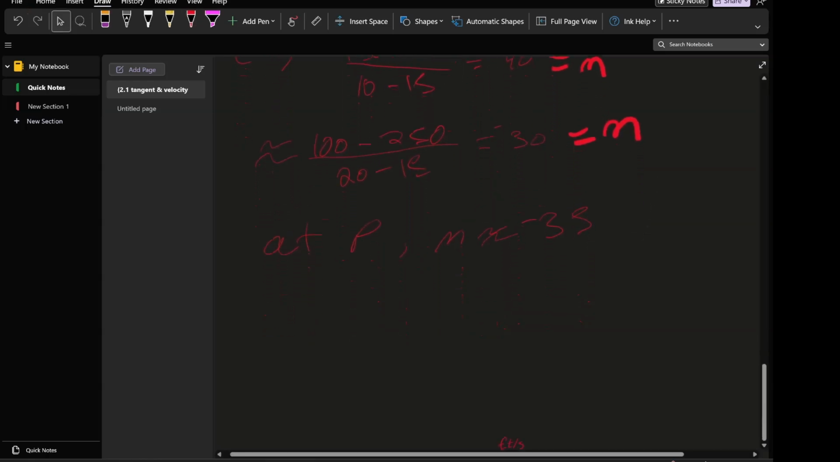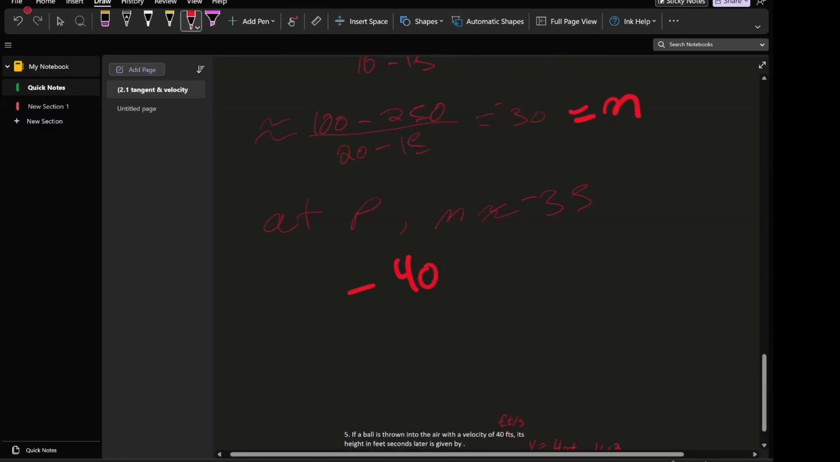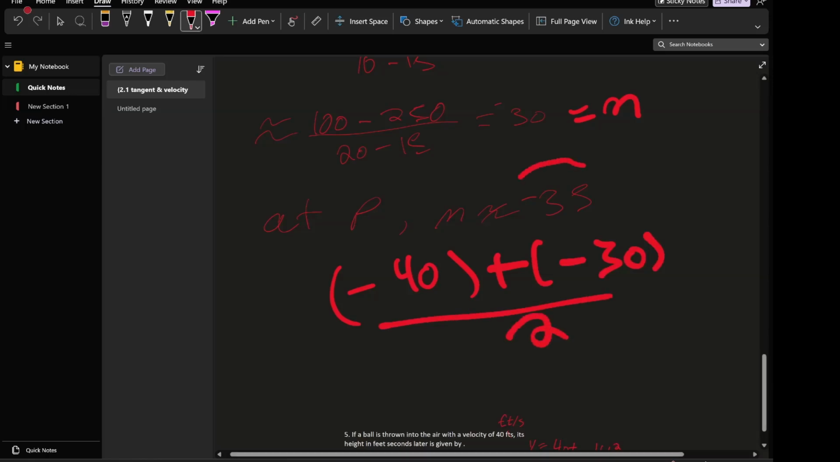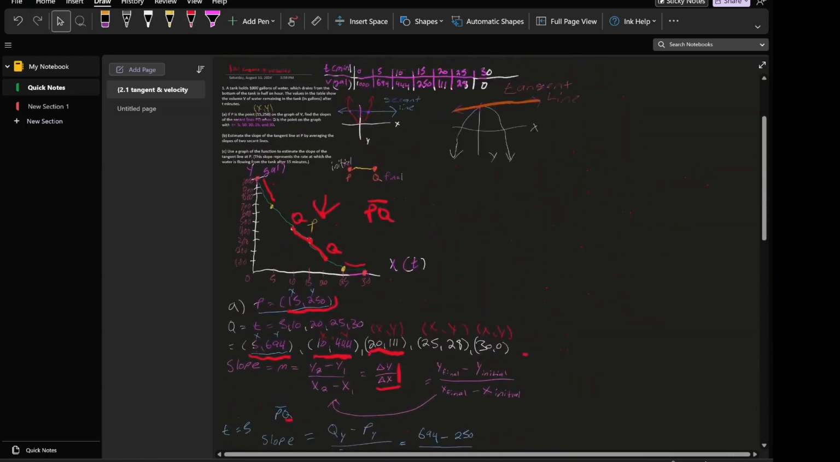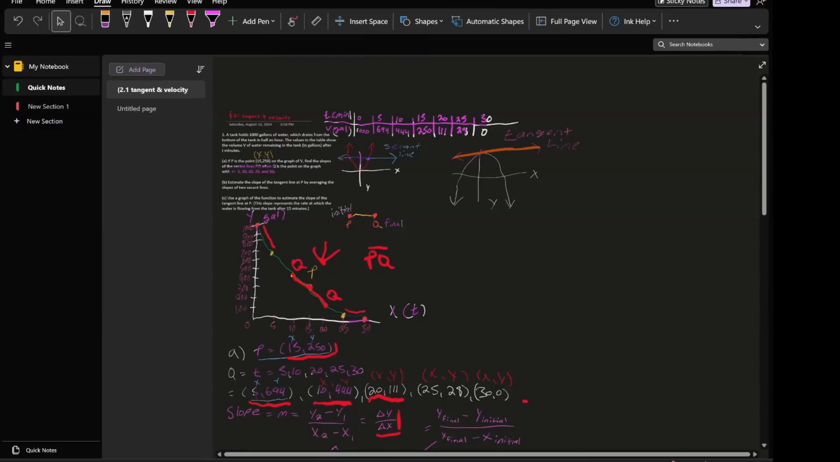And then averaging those two, adding them together, dividing by 2, you get negative 35 is equal to your slope estimation of the tangent line at point P.